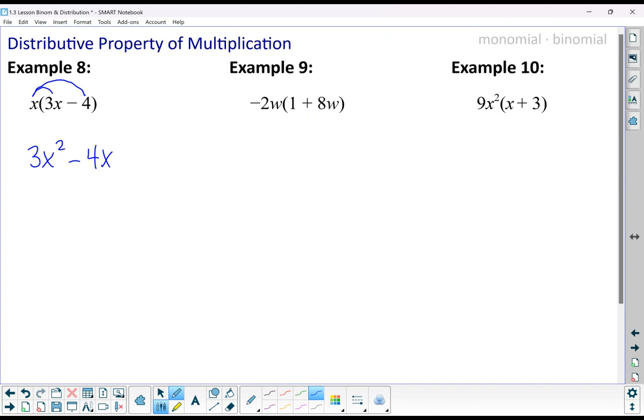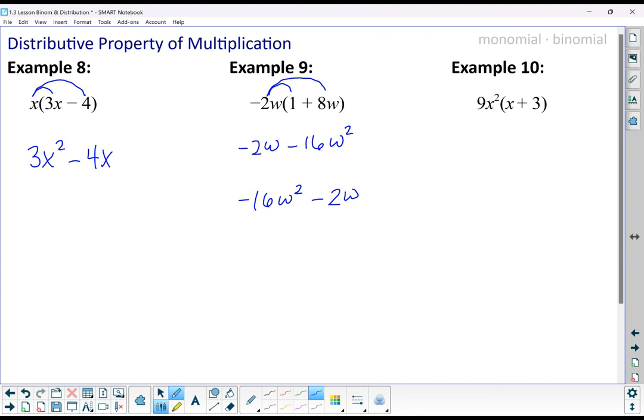So in example 9, I have a negative 2w that I want to multiply by the binomial 1 plus 8w. So the negative 2w has to multiply both terms of the binomial. Negative 2w times 1 is negative 2w. Negative 2w times 8w is negative 16w squared. Now, I've multiplied correctly, but I should report my answer in standard form. So I just need to rearrange those terms to make the most powerful term the first term.